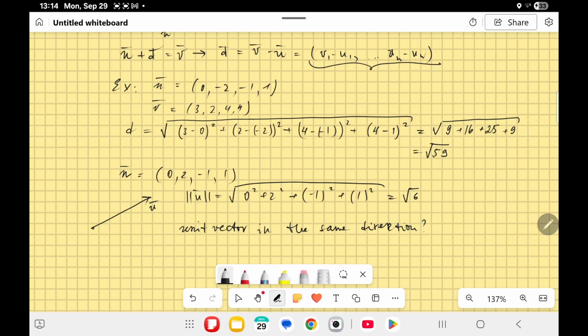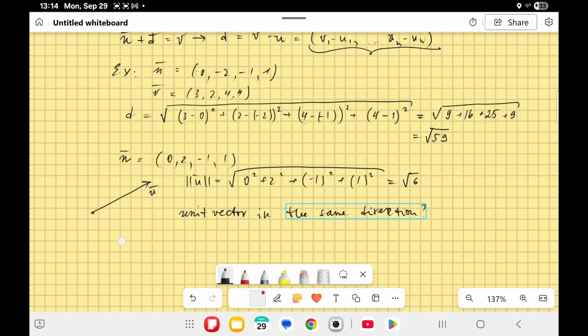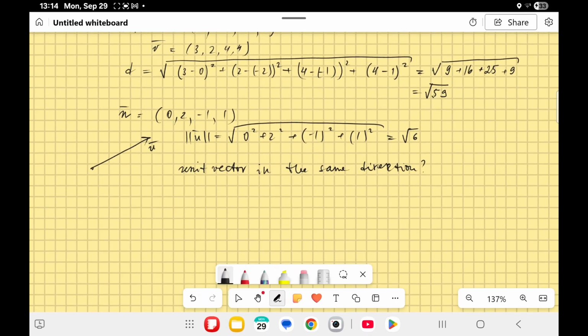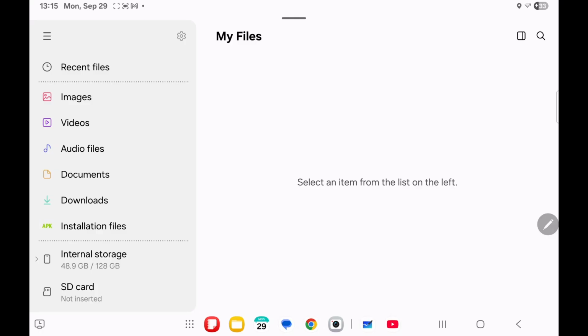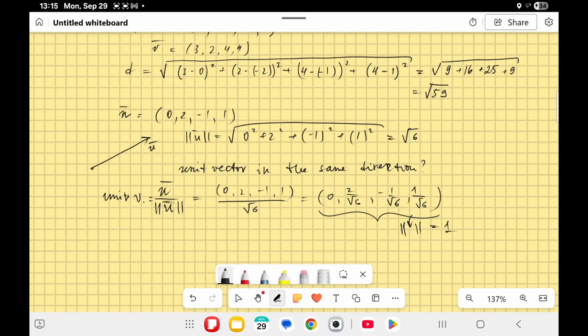Well, if you have a vector with length 5 and you want a vector in the same direction with length 1, you probably kind of divide this into 5 parts, and one part is going to have length 1. So basically, guys, the idea is that you take a vector. So how do we find a unit vector in the same direction?